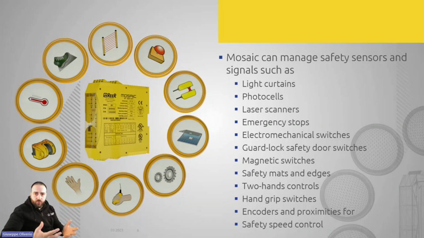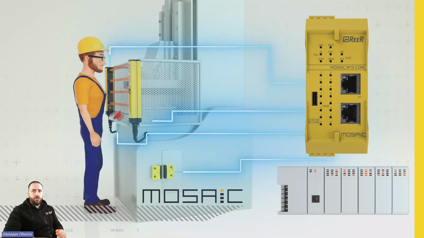Also, the two hands control. For the two hands, for example, we have the certified block, so you don't need to write any software. Everything is done inside the controller, inside the software. And then we also have the possibility to do safety speed monitoring by using proximities or encoders. So this is an example, okay?